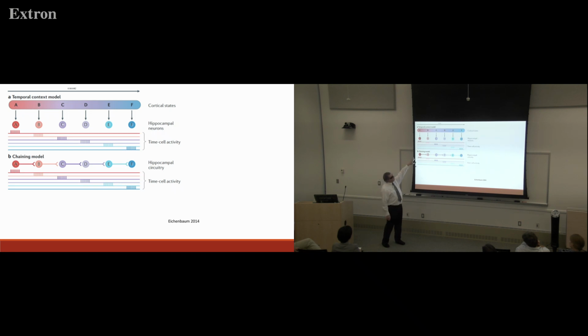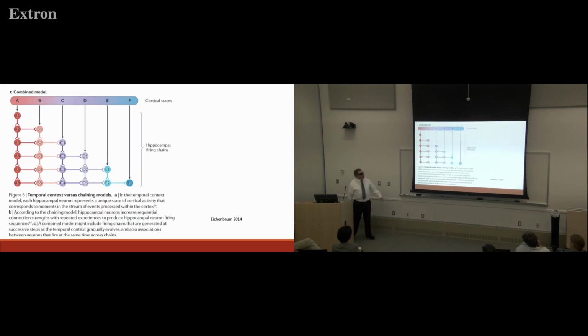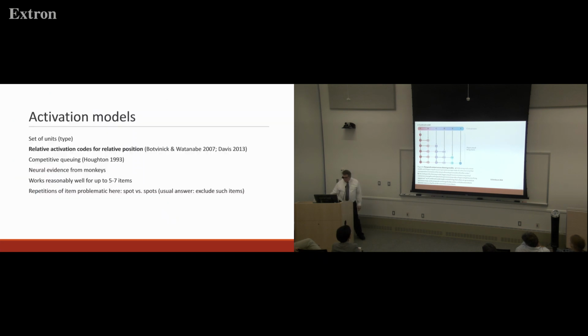And so there's his temporal context model, which is that one. And the chaining model, in this paper, he suggests putting those two things together to give a chaining model and a temporal context model. This is not to go into this in any detail, but just to let you go and look at that if you'd like to. So that's sort of state of the art in neuroscience thinking about this.